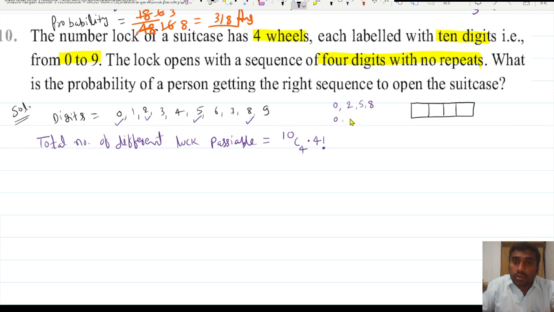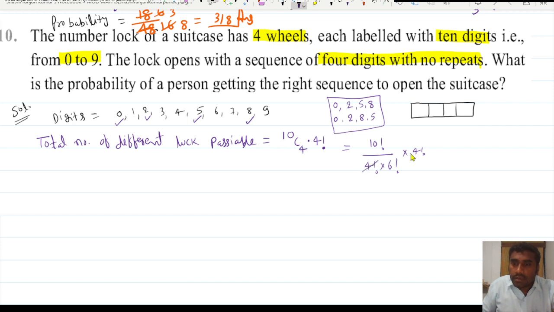You can make it in this way also: 2, 0, 8, 5. This is a different one. So in this way you have to arrange whatever possible arrangements you can do. So first of all, 10C4 means we can select any 4 digits. After that we can arrange them. So we can simplify it. So what is this value? That is 10 factorial divided by 4 factorial into 6 factorial. Why 6 factorial? 10 minus 4, into 4 factorial.